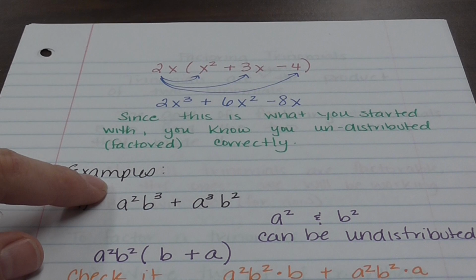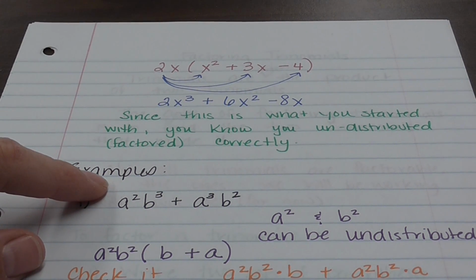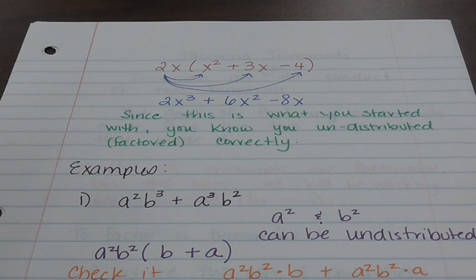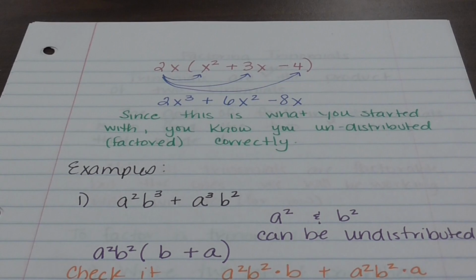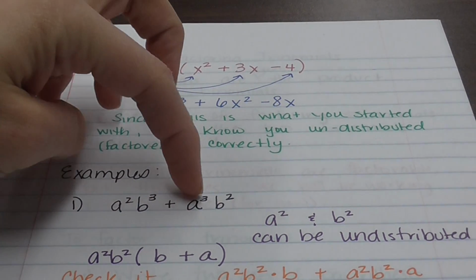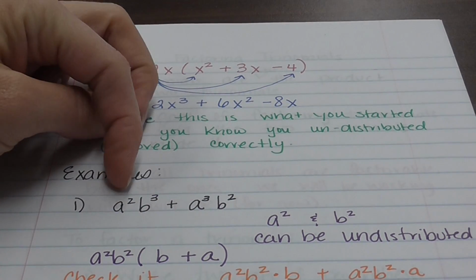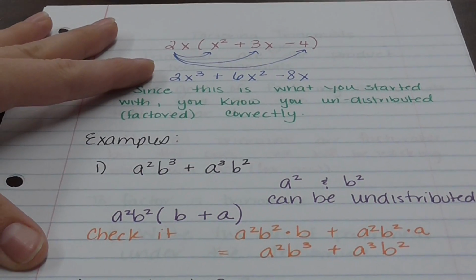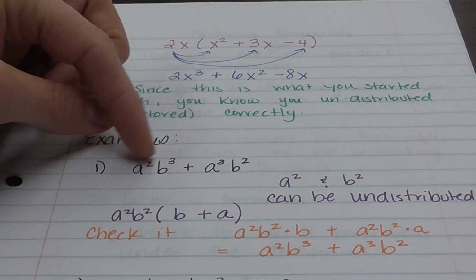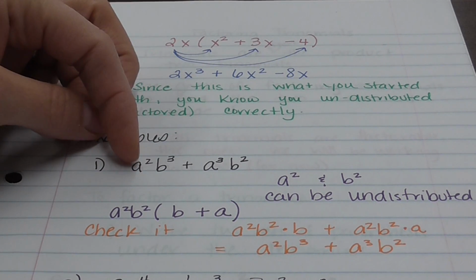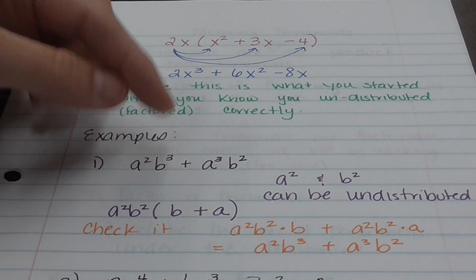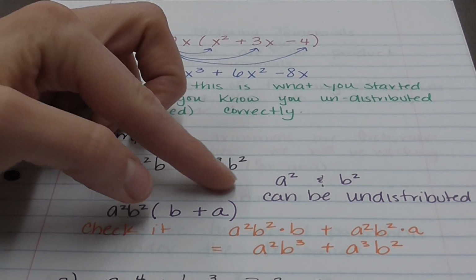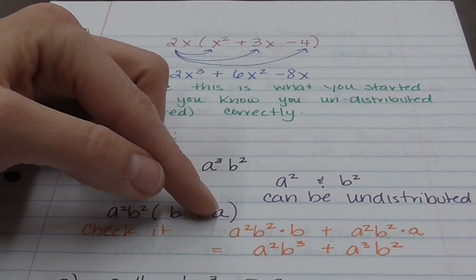So some more examples. This one says a squared b cubed plus a cubed b squared. Now this is one of the hardest ones I can think of to do because it looks so odd having all letters and no numbers. But there's an a squared in both pieces, and there's at least a b squared in both pieces. So the a squared and b squared can both be undistributed. When I pull out an a squared and a b squared from my first term, the only thing that's left is a b. And when I pull out an a squared and a b squared from my second term, the only thing that's left is an a.